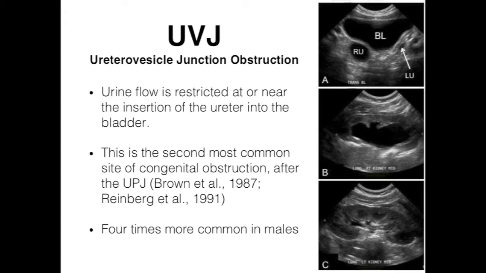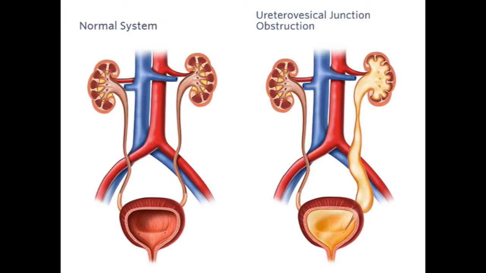And then all the way up, as we look at our picture here, our normal system, as we look all the way up, we can see the dilation of that ureter all the way into the kidney. So, ureteral vesicle junction obstruction.